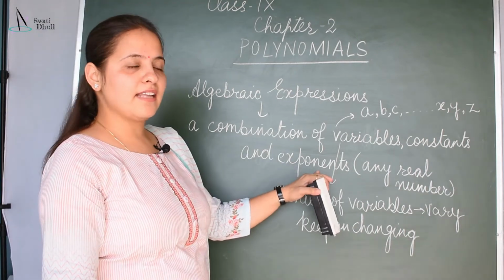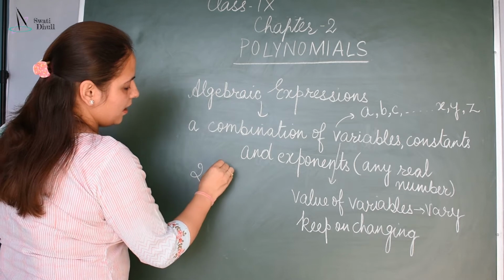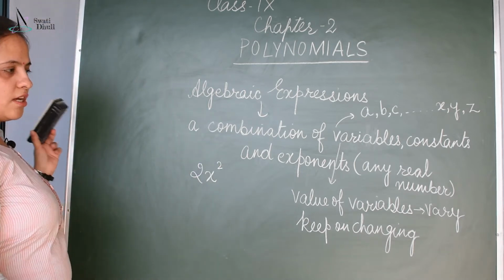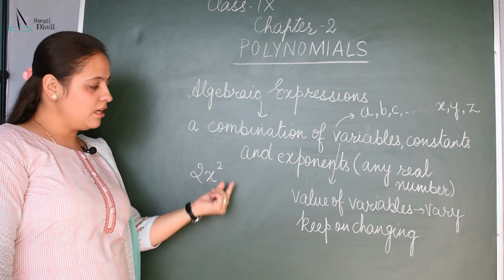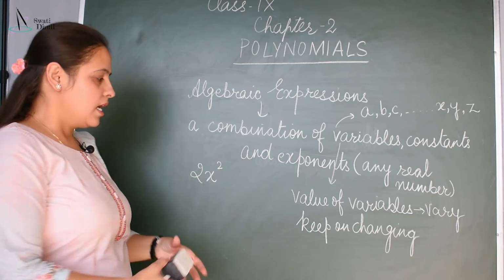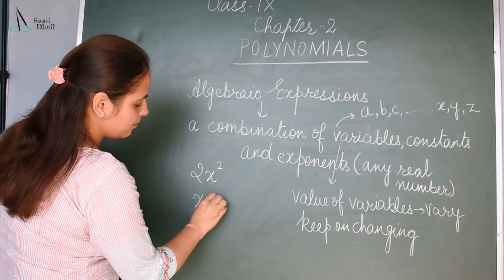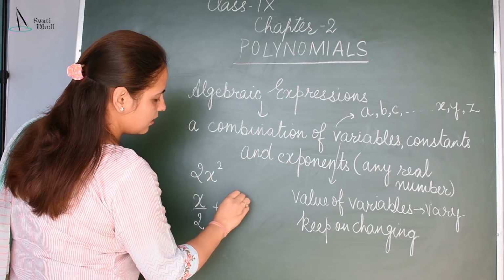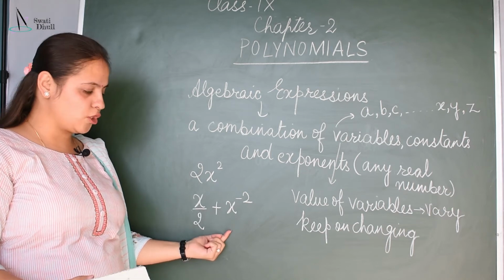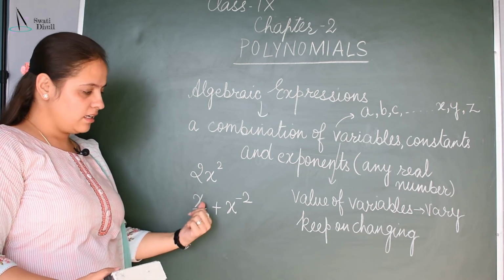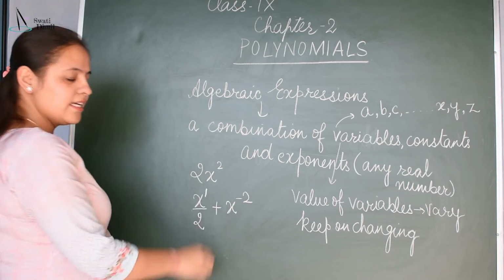So exponent means your powers. If I write 2x to the power 2, it is an algebraic expression because it has a constant, this is a variable, and this is your exponent 2. If I take the example x by 2 plus x to the power minus 2, again it is an algebraic expression. It has a constant, variable and its power. Here its power is 1.